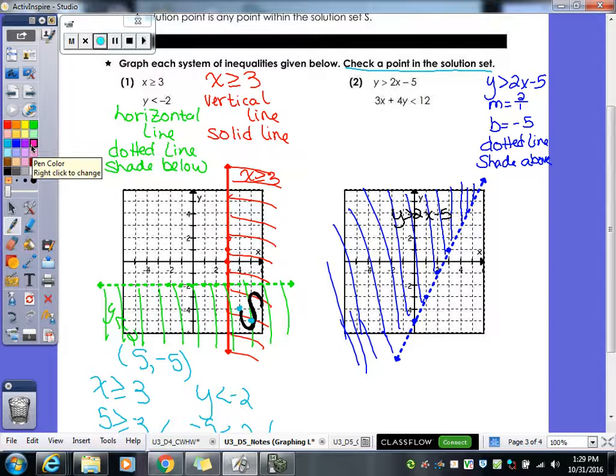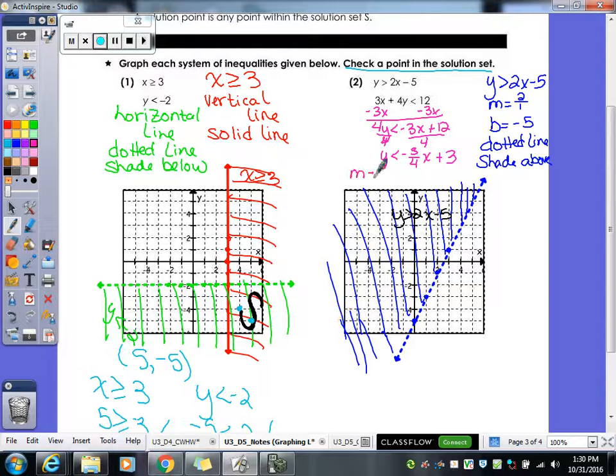Our second inequality, though, I can't graph that yet. I have to get y on its own. So first thing I'm going to do is subtract my 3x. So I get 4y is less than negative 3x plus 12. And then what do we do? Good. Divide by 4. Now, I can't actually divide 3 by 4 without getting a decimal. So I don't want the decimal since I'm graphing. So I'm going to leave it as negative 3 over 4. But 12 divided by 4, I can actually do that. I get a 3.